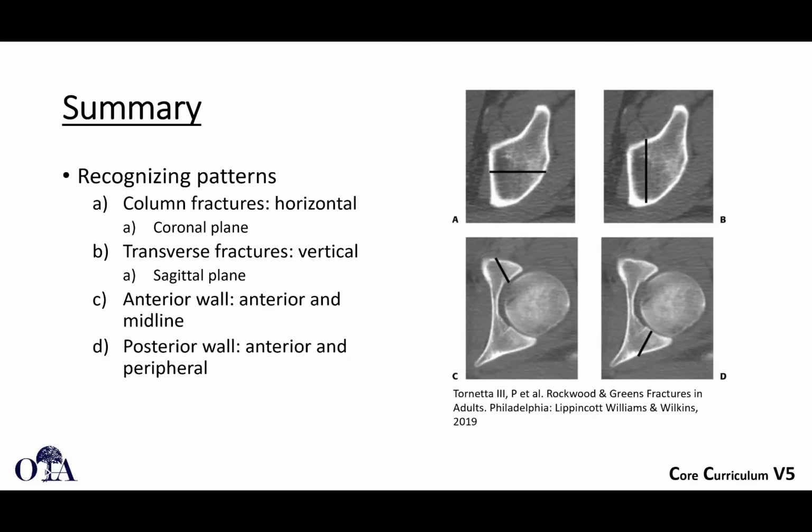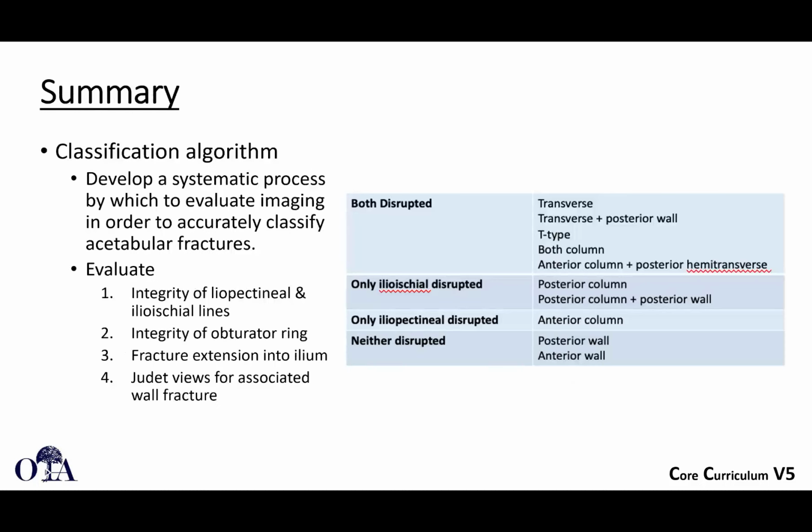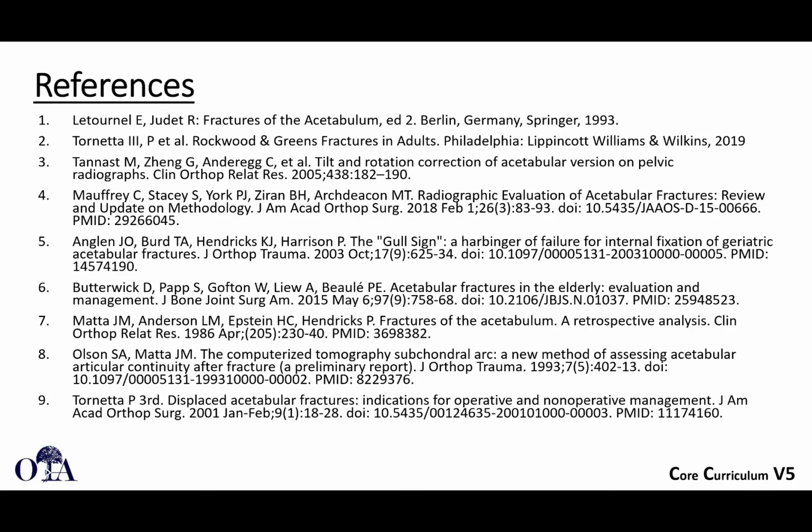Remember where the axial fracture line is going to be, and what that's going to indicate as visualized on axial CT scan with respect to the different fracture types as shown here. And then make sure that this algorithm makes sense to you in terms of identifying the ilioischial and iliopectineal lines, and then breaking it down from there, and then asking yourself those other questions as we went through at the end of that section. All right, so that wraps up our lecture on radiographic evaluation and classification of acetabular fractures.